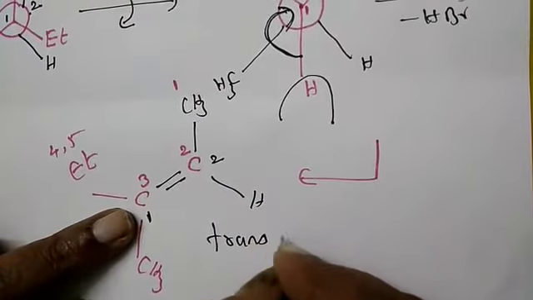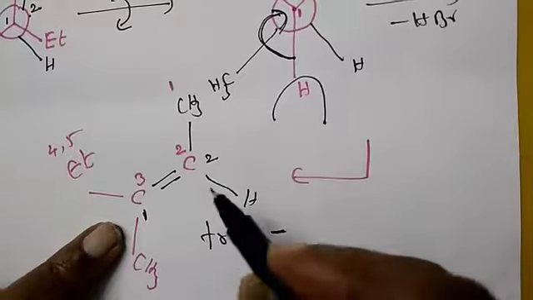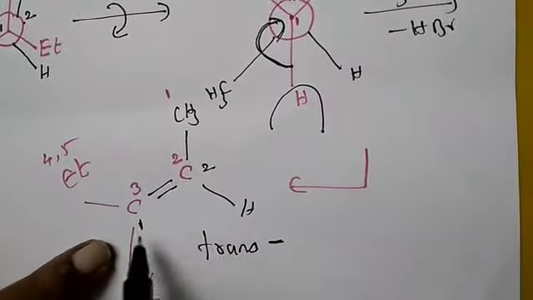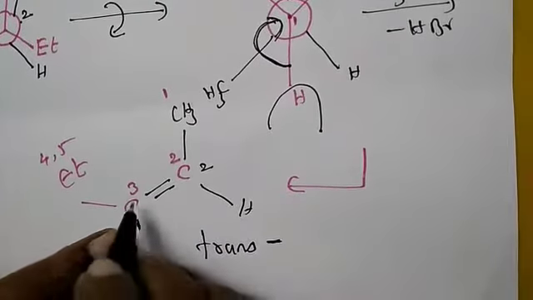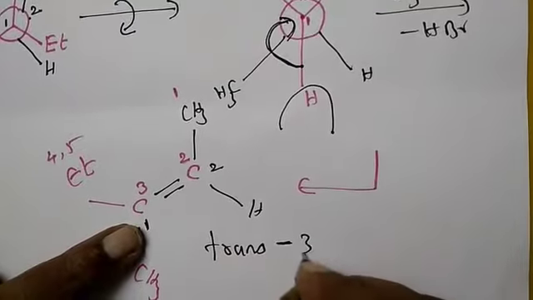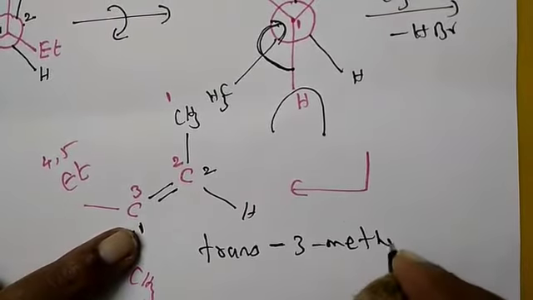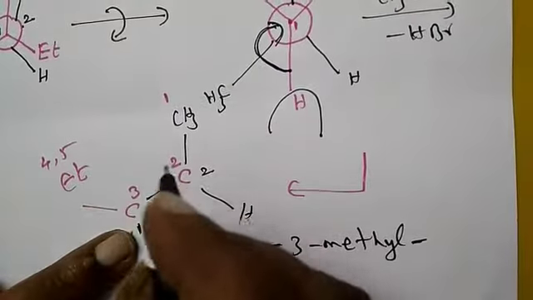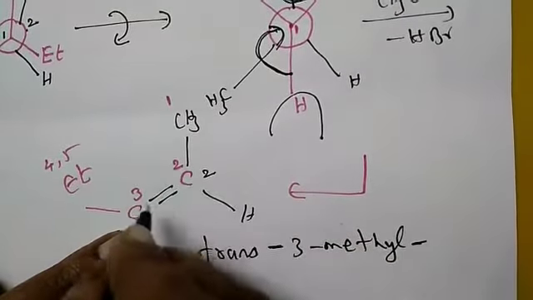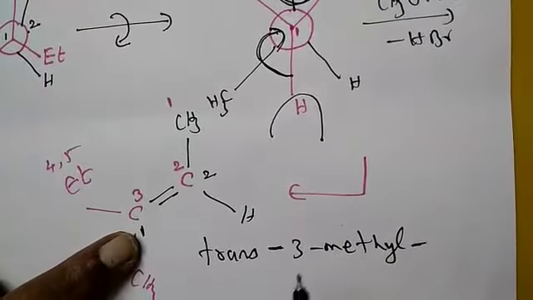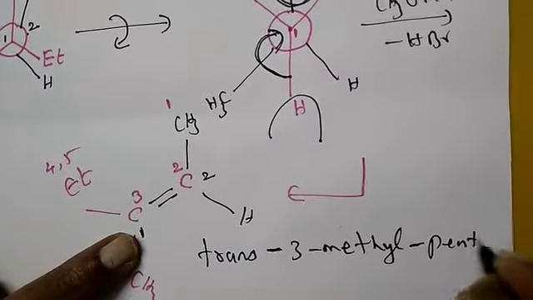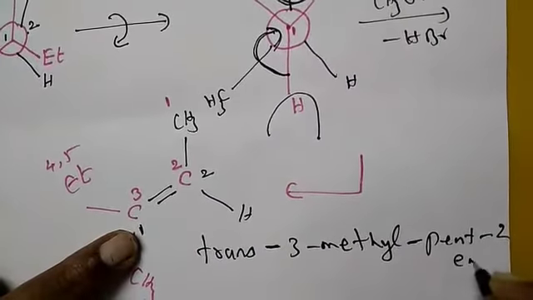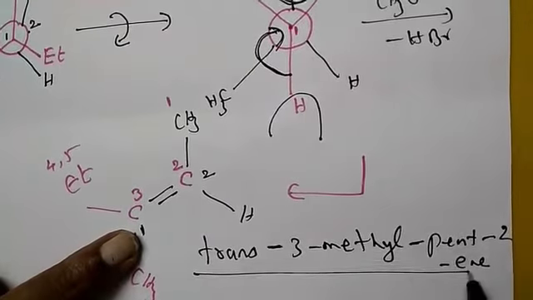First you put the trans. Then the methyl group is on which carbon number? This is on the 3. So trans 3-methyl. And then 5 carbon is there, so it is pentene. Double bond is after carbon number 2. So 3-methyl penta-2-ene. This is the name of the product.